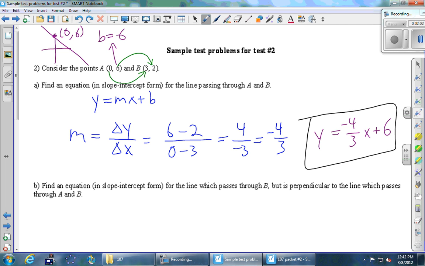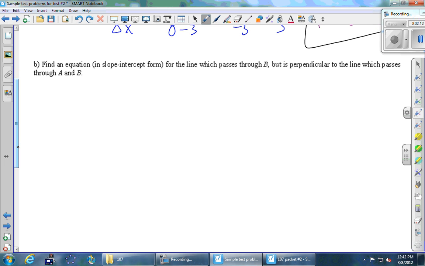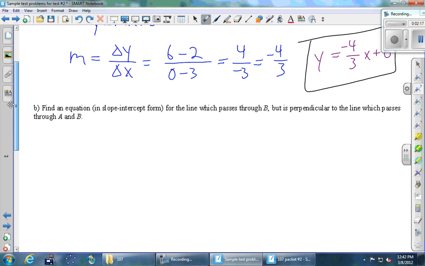Part B, find an equation in slope-intercept form for the line which passes through B, but is perpendicular to the line which passes through A and B. The first thing we should know here is that perpendicular means the slope should be opposite reciprocals, or negative reciprocals. So the slope of the perpendicular line is the opposite reciprocal of the slope of the line we had before. The line we had before had a slope of negative 4/3. Opposite makes it positive, reciprocal makes it 3/4. So we do the opposite and the reciprocal and we should get 3/4.